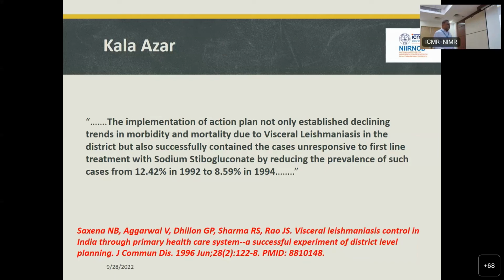And they tried to do what they claim, a successful experiment of a district level plan. Fine, we are not denying. But what did they see? The prevalence of cases decreased from 12.42% to 8.59% in 1992 to 1994. They generated evidence that in Vaishali district of Bihar, they could bring about this change.